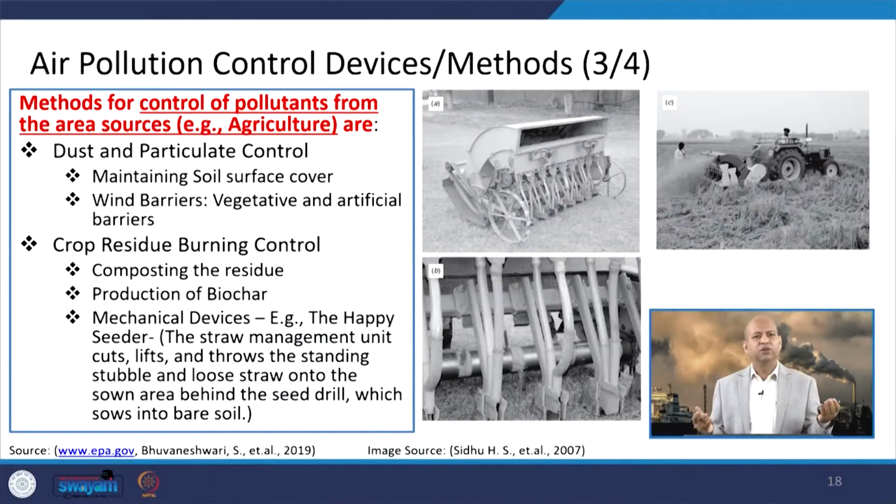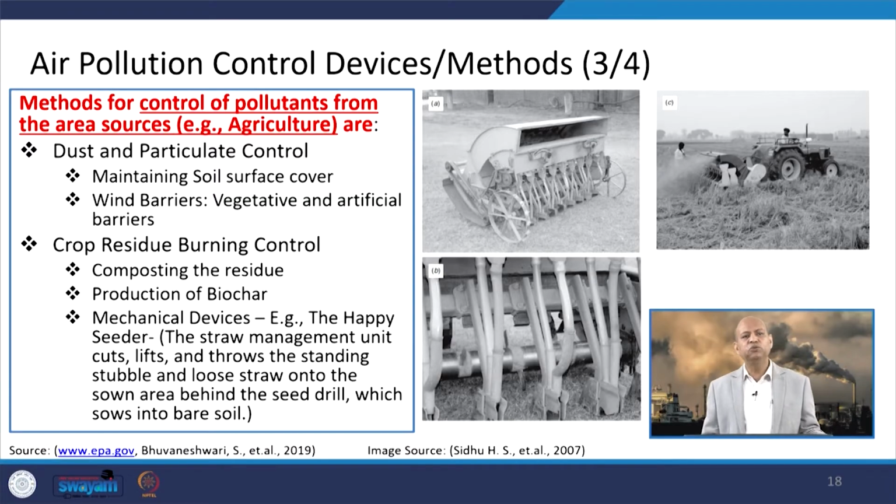Then we have talked about point sources, stationary sources, mobile sources. If we talk about area sources, there are also ways to control the pollutants, like from agricultural fields. Dust and particle control can be done by maintaining soil surface cover, and wind barriers, vegetative and artificial barriers, to prevent the resuspension of dust or wind-blown dust. Otherwise, it happens because when we are doing agricultural activities, a lot of dust pollution can be there.